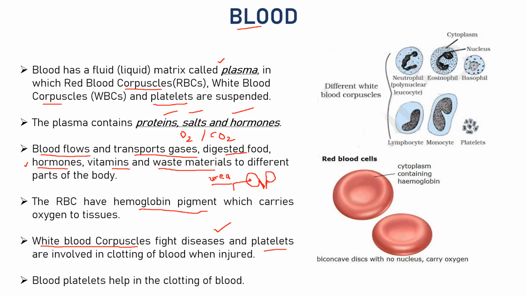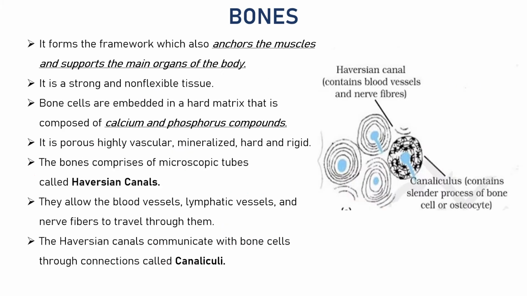Platelets. Have you ever thought about how blood clots? Coagulation of blood takes place due to the platelets, right? Platelets are very important to stop the bleeding, otherwise the person may die because of excessive bleeding. Blood platelets help in clotting of the blood, which is very important.